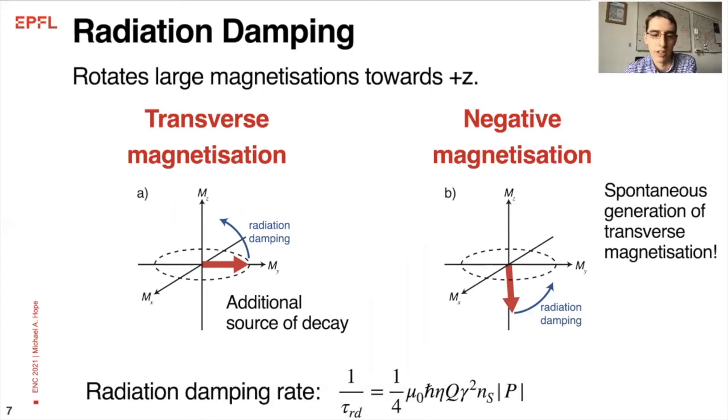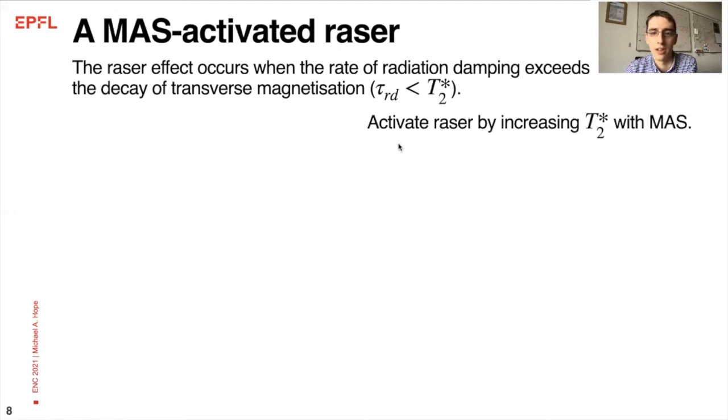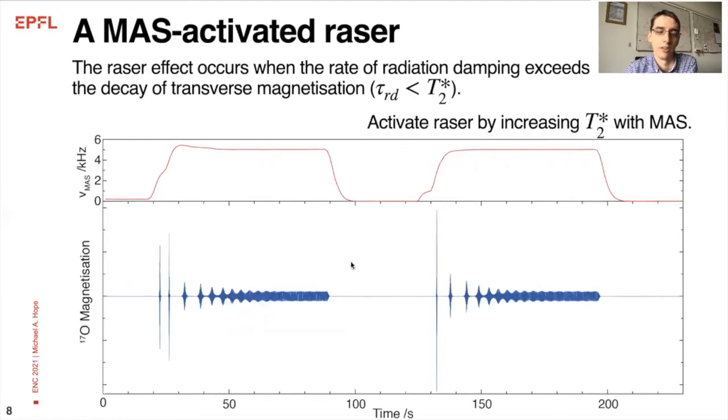The rate of radiation damping is given by tau RD, and importantly is proportional to the size of your magnetization or polarization P. The Raser effect occurs when the rate of radiation damping exceeds the rate of decay of transverse magnetization, i.e. tau RD is less than T2 star. In the solid state, we can increase T2 star using MAS and activate the Raser.